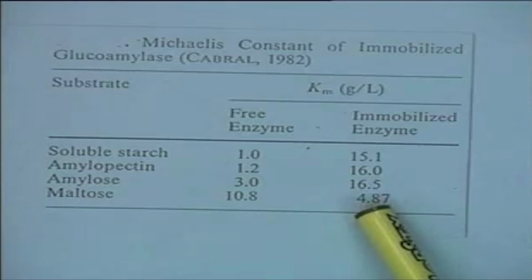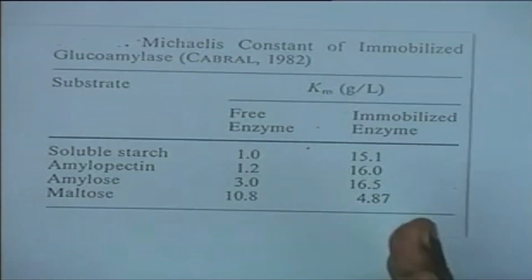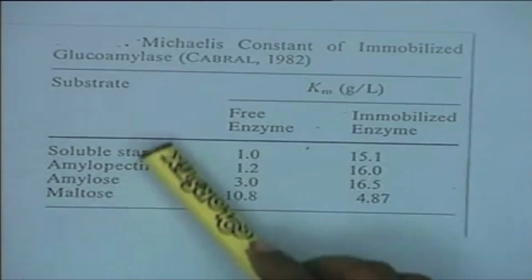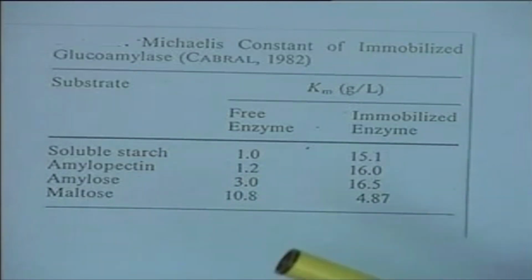So please repeat the reasons for this. Why should Km decrease in the case of maltose? A decrease means higher affinity, that means the concentration of the substrate at the enzyme active site is much higher. Particularly the higher molecular weight substrates behave in a reverse way; their concentration at the site is usually much smaller because of the diffusional barrier, and therefore the Km value is enhanced.